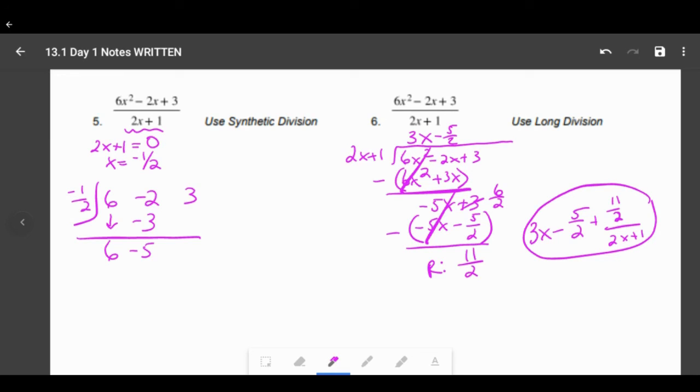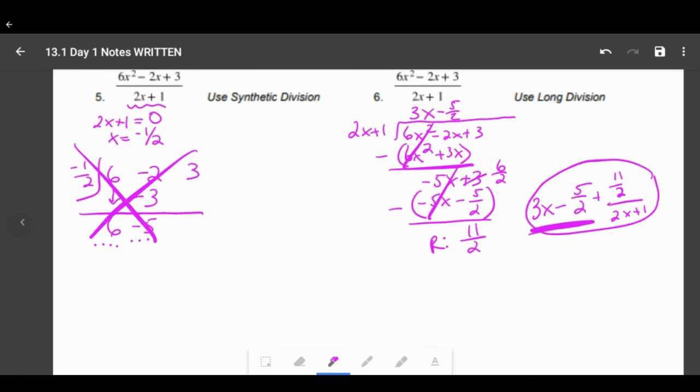And right away, remember we said if you do synthetic division or long division, you should get the exact same answer. But right away, you can tell you're not. Here you have a 6. Here you have a -5. We ended up with 3x and -5 halves as the correct answer. So you can see right away that doing synthetic division over here does not work as we did it before. That -1/2 stays in the box.